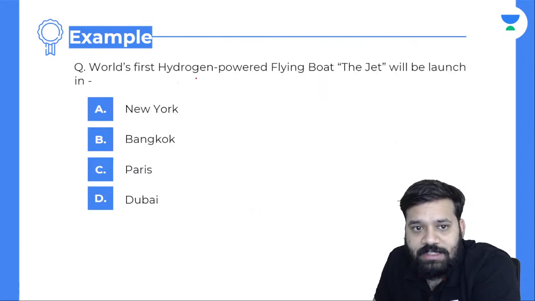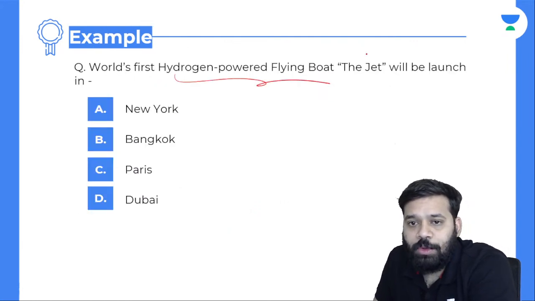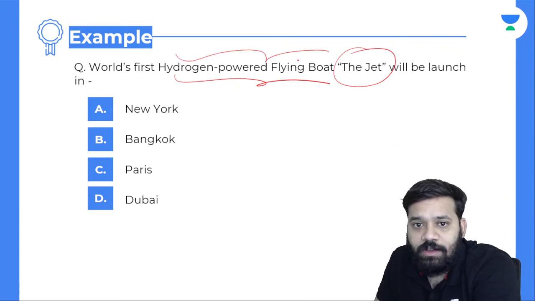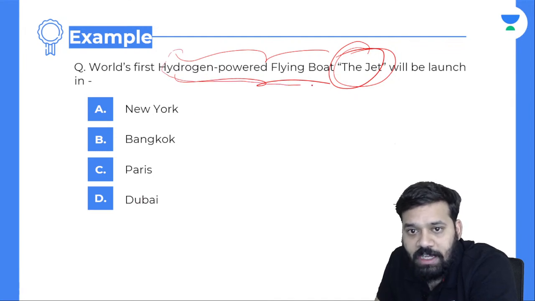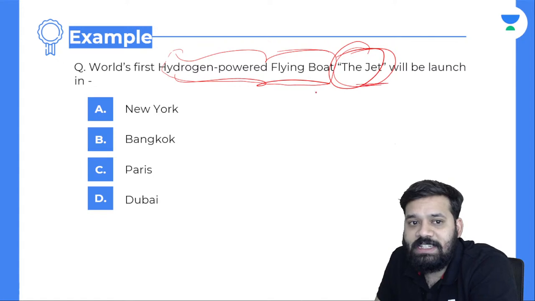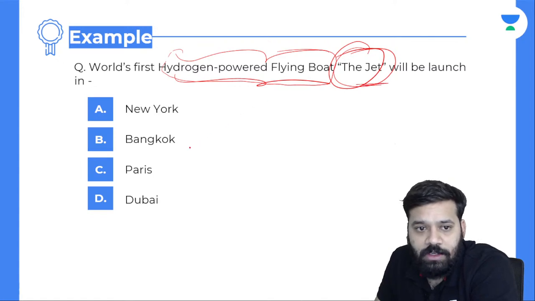Going forward, world's first hydrogen-powered flying boat, called the Jet. Where will it be launched? New York, Bangkok, Paris, or Dubai?